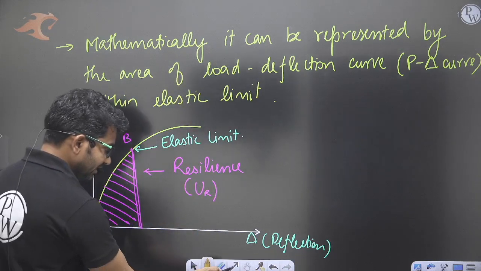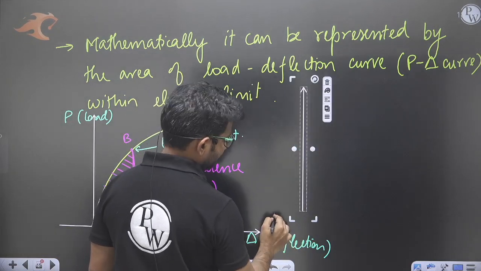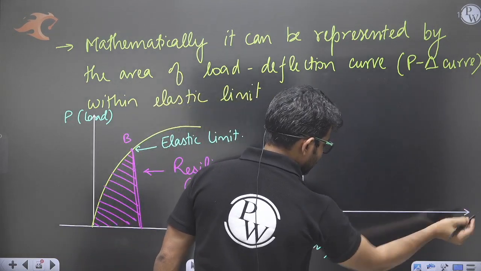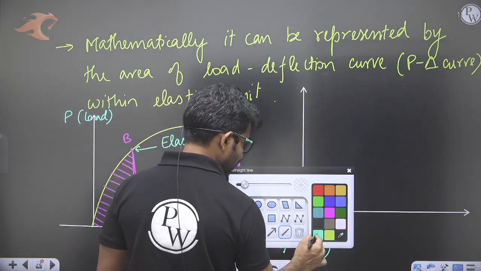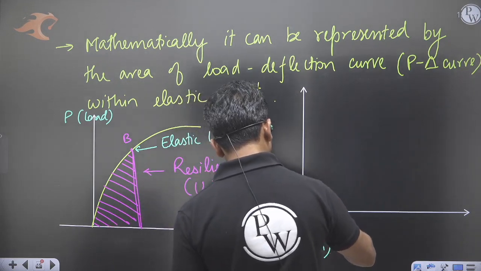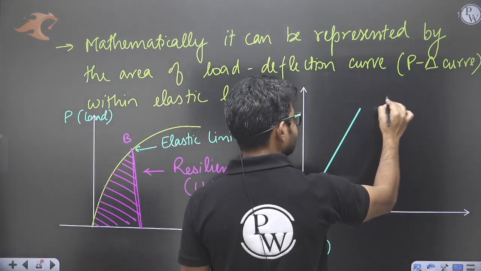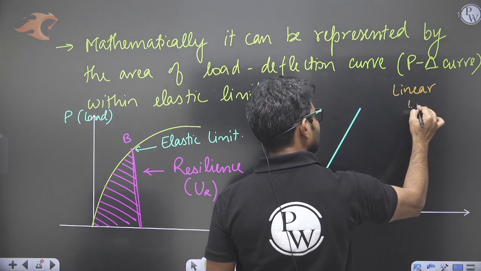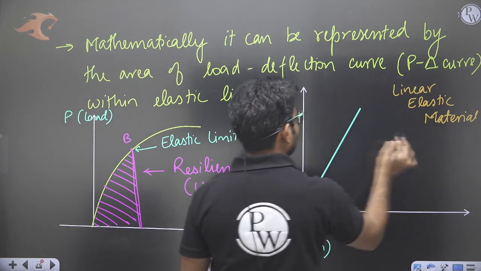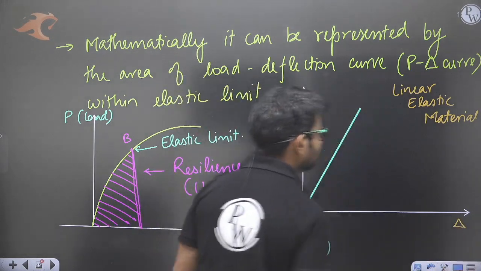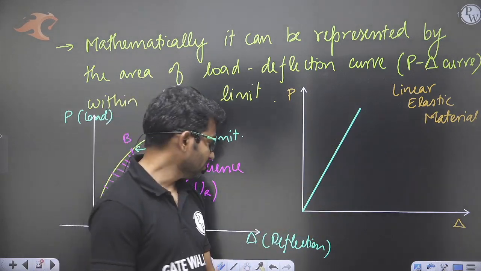Now sometimes the material will be a linear elastic material. So for linear elastic material, the load deflection curve will be a straight line. So for linear elastic material, the curve will be something like this. This is load P, this is deflection delta. So for linear elastic material, we have this load deflection curve. Clear? Okay, very good.